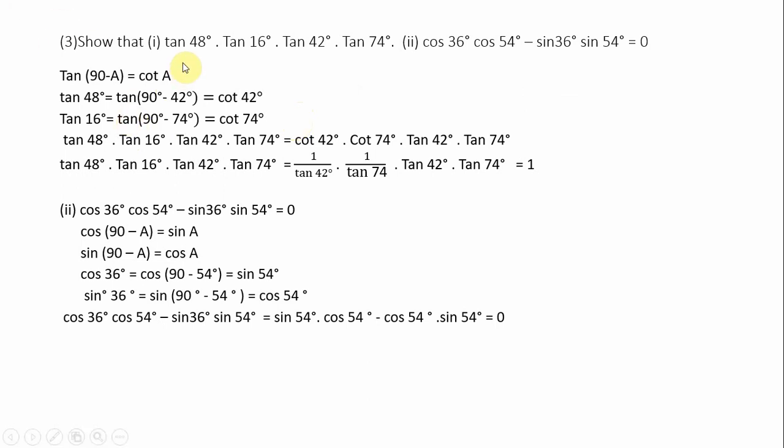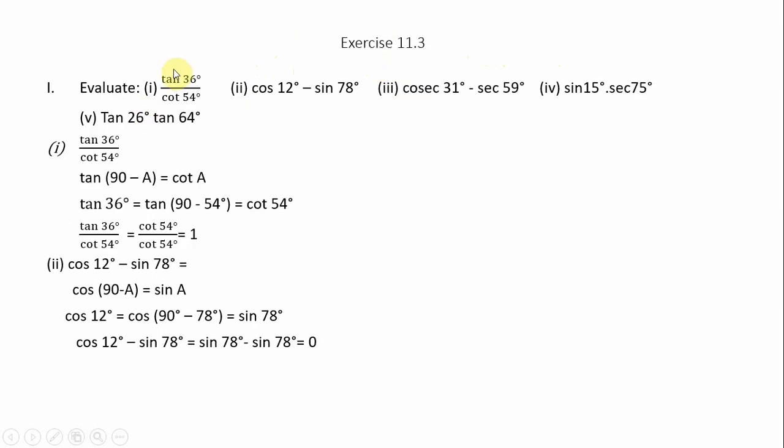Now the third question. Show that tan 48 degrees into tan 16 degrees into tan 42 degrees into tan 74 degrees. This is one question. And the second question, cos 36 degrees into cos 54 degrees minus sin 36 degrees into sin 54. See, when you have the 4 terms, if you carefully observe children, when 2 terms are there, one I have converted.